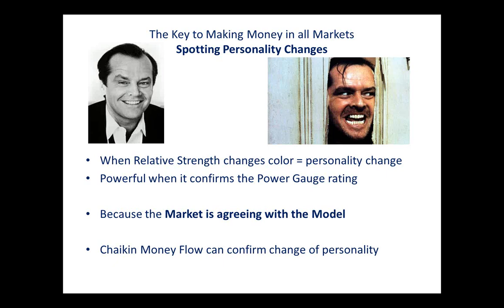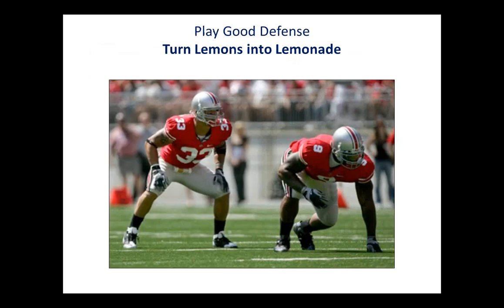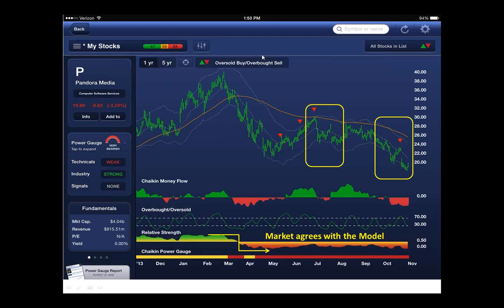Chaikin money flow can also help confirm a change of personality when that is doing what you would expect it to do, and I'll show you a couple of examples later. Playing good defense, turning lemons into lemonade, and this is really a special slide for option players because for a lot of us who tend to invest on the long side, we just want to get out of stocks like this. But when you're playing options, obviously the short side works as well with puts.